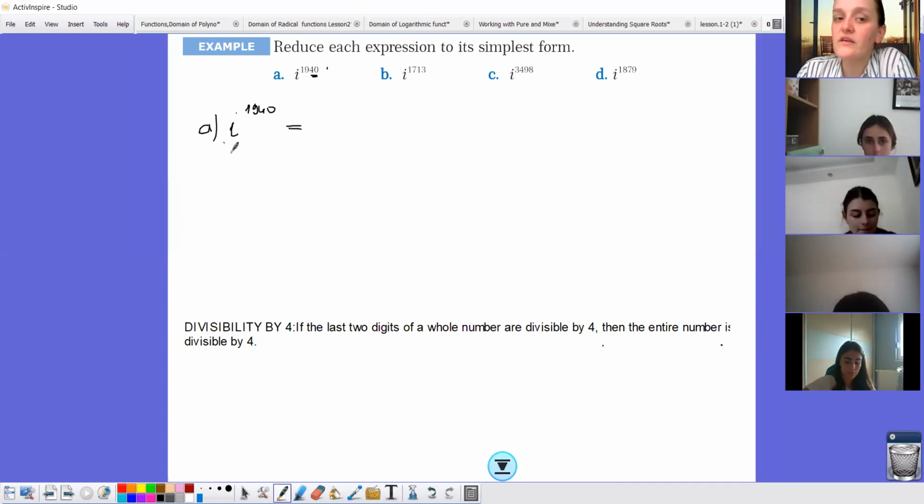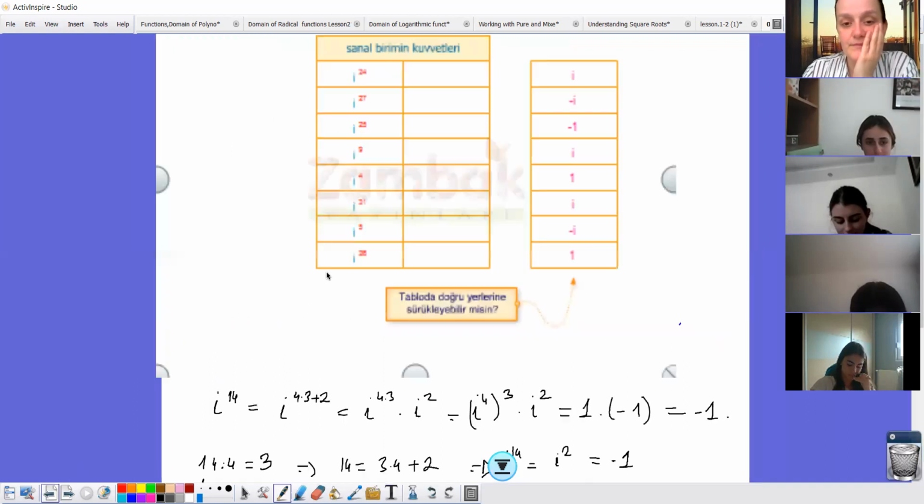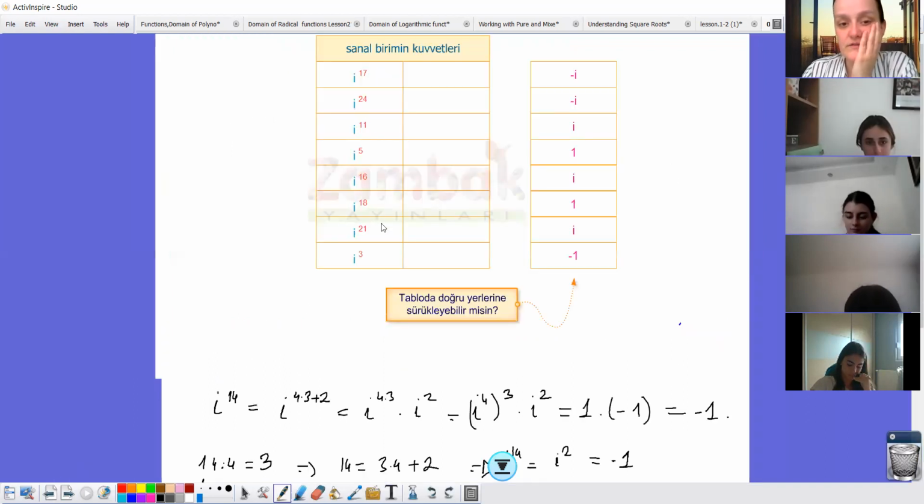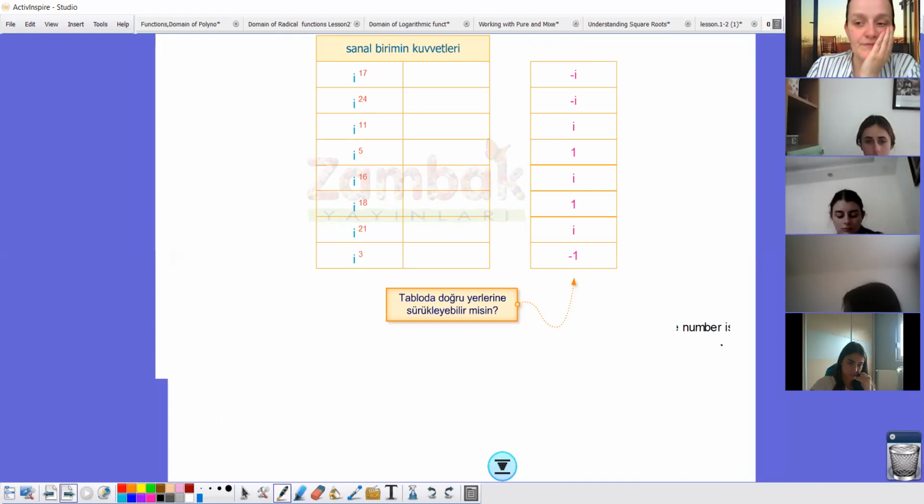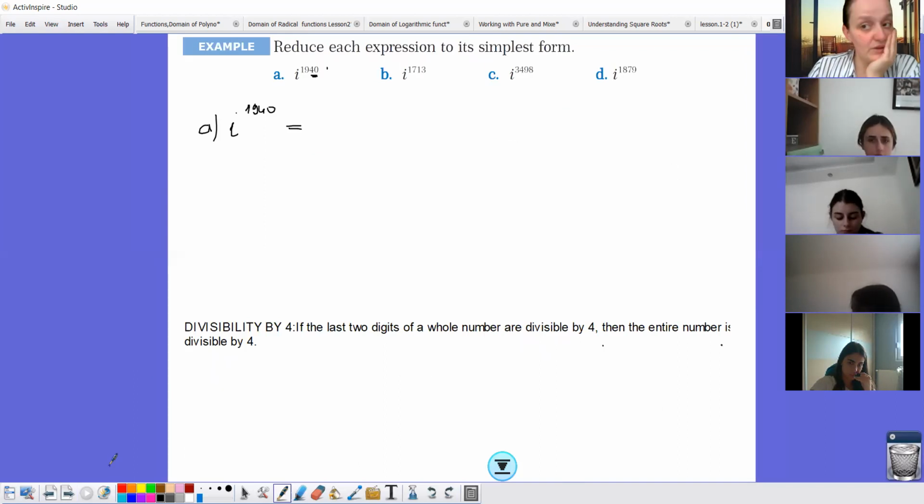So what will be i to the power of 1,940? Because there won't be any remainder, like we did here in 12. Will it be 1 or no? It will be 1. 1, yeah, okay. Because there won't be any remainder.